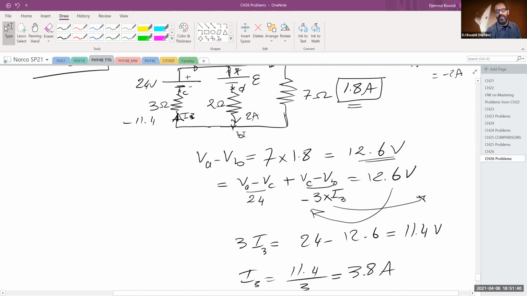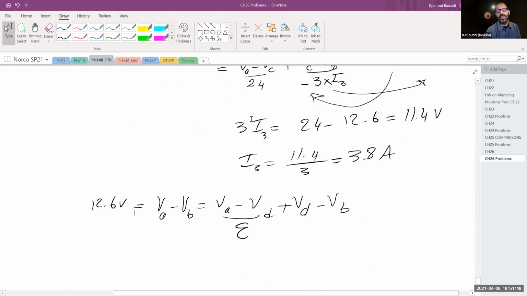VD minus VB now, because we are in the same direction as the current, it's just the product of the resistance, which is 2 ohms, times the current, which is 2 amps. So this is an actual drop in voltage of 2 times 2. This is 2 ohms times 2 amps, and that is 4 volts.